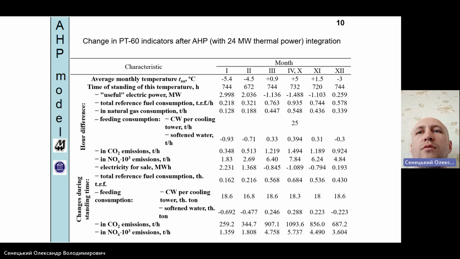When AHP is integrated, the consumption of fuel and technical water for feeding the circulation system has a steady downward trend. The difference in the volumes of electric power generation with AHP integrated into PT60 from the non-integrated depends on the operating mode. PT60 modes without a heat pump, where a big hot water boiler works, allow integration.